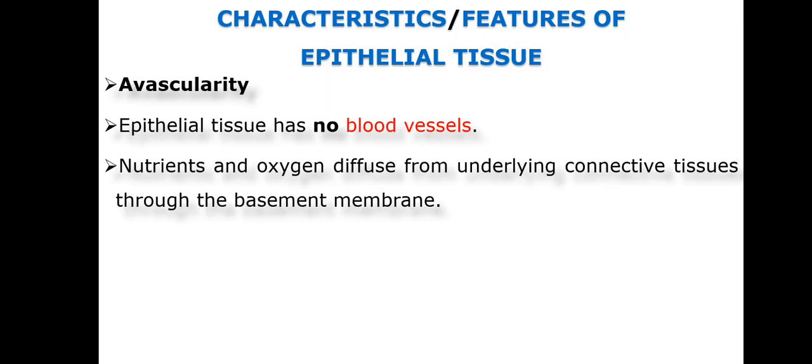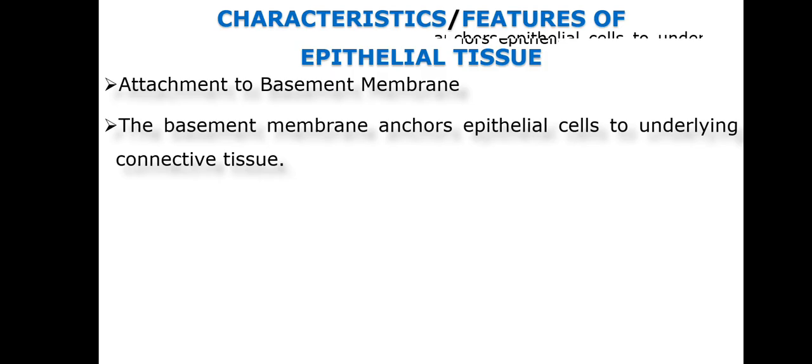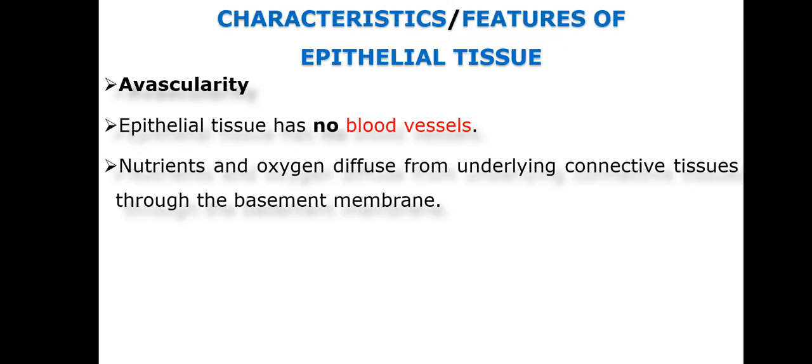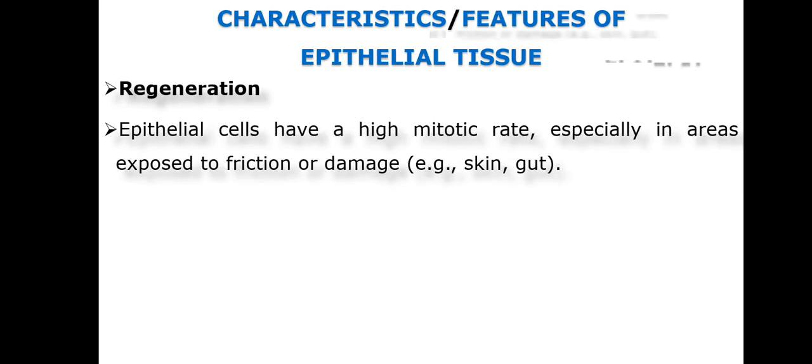Okay? Then apart from that, there's also the concept of avascularity. So what do we mean when we say avascularity? What we mean is that epithelial tissue is not lined with blood vessels at all. No wonder we say it's avascular. So if it has no blood vessels, then how does it feed? How do the epithelial tissues have access to nutrients, oxygen, and removal of toxins? It's through the principle of diffusion.